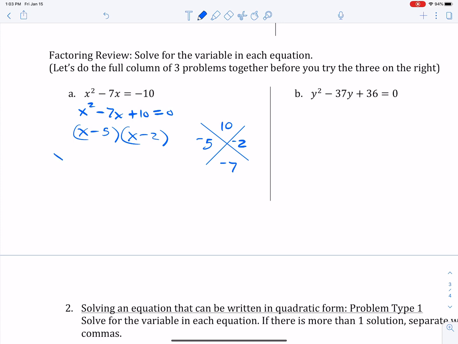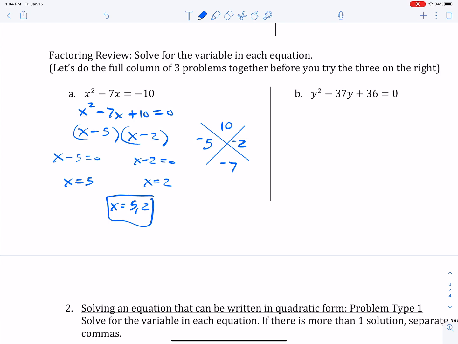Set both equal to 0. X minus 5 equals 0. X minus 2 equals 0. You add 5 to both sides, and I'm going fast because we have done this so many times. So I have x equals 5, 2, and then that's going to be your solution.